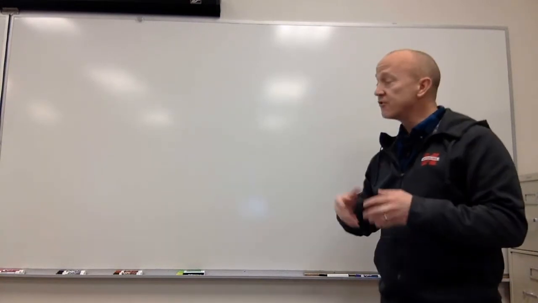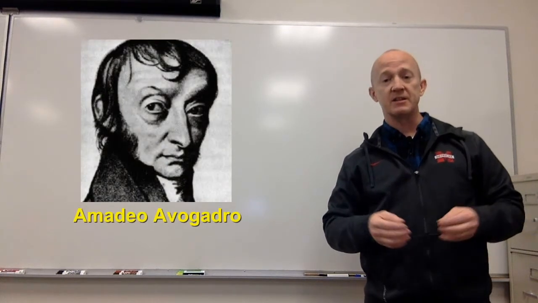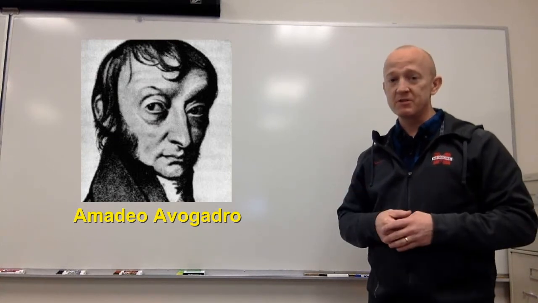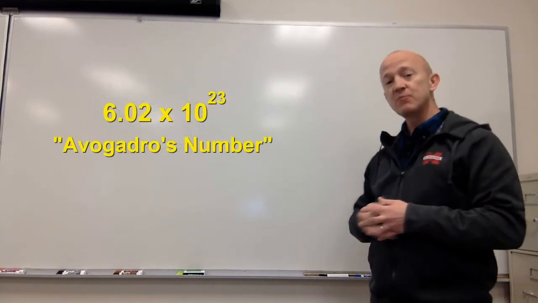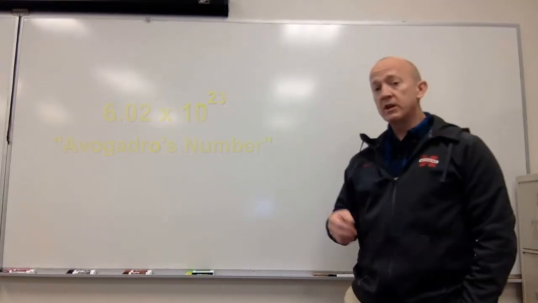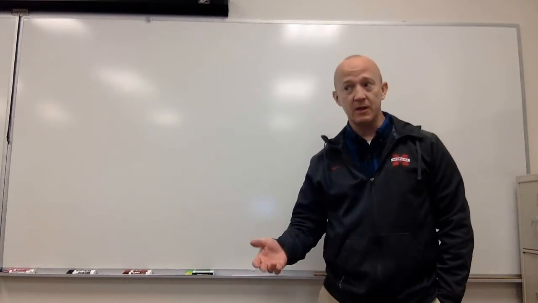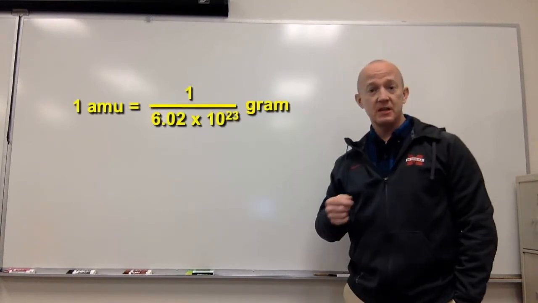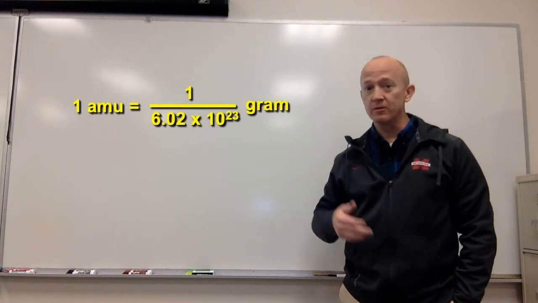How about that? After this number was determined, it was given a name. It was given a name in honor of a scientist whose name was Amadeo Avogadro. Now, Avogadro didn't determine this number himself, but in his honor, this number was named for him. So, 6.02 times 10 to the 23rd is known as Avogadro's number. We can even use Avogadro's number to explain the relationship between an atomic mass unit and the gram. It works like this. 1 atomic mass unit is equal to 1 over 6.02 times 10 to the 23rd grams.